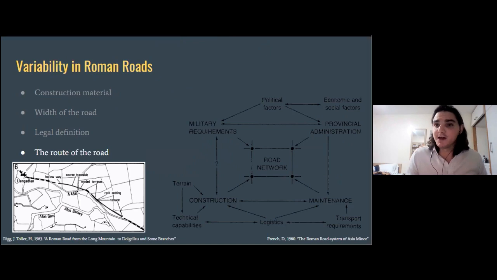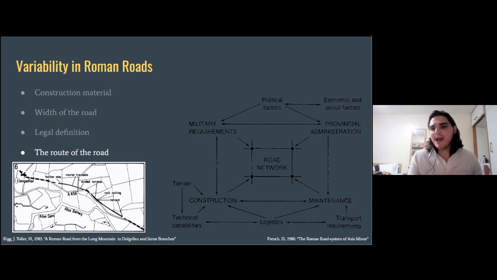For information on the first 3 characteristics, so construction material, width of roads, and legal definitions, I recommend Mike's presentation last month on how to identify a Roman road. Thankfully, however, my research focuses on the 4th characteristic, the route of a road. So what do I actually mean by the route of a road? Essentially, it's the route taken within the landscape to connect the road's origin and destination.